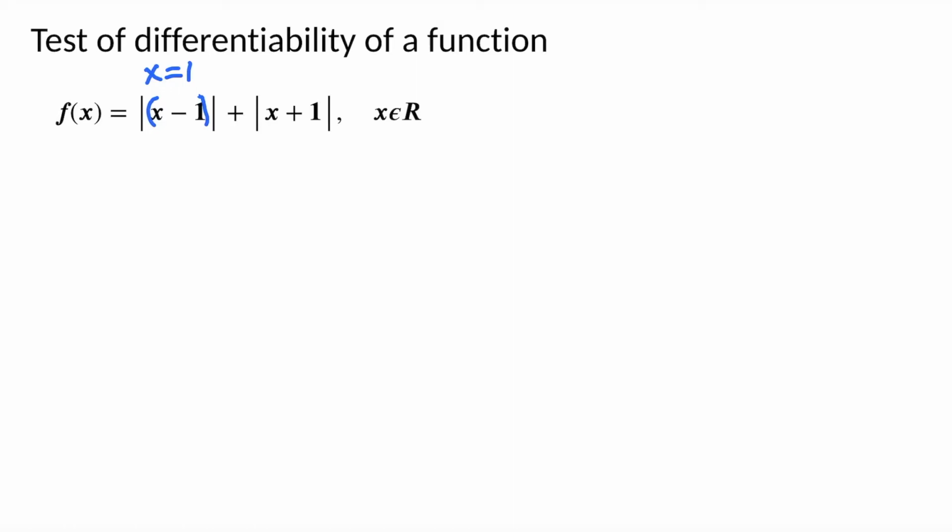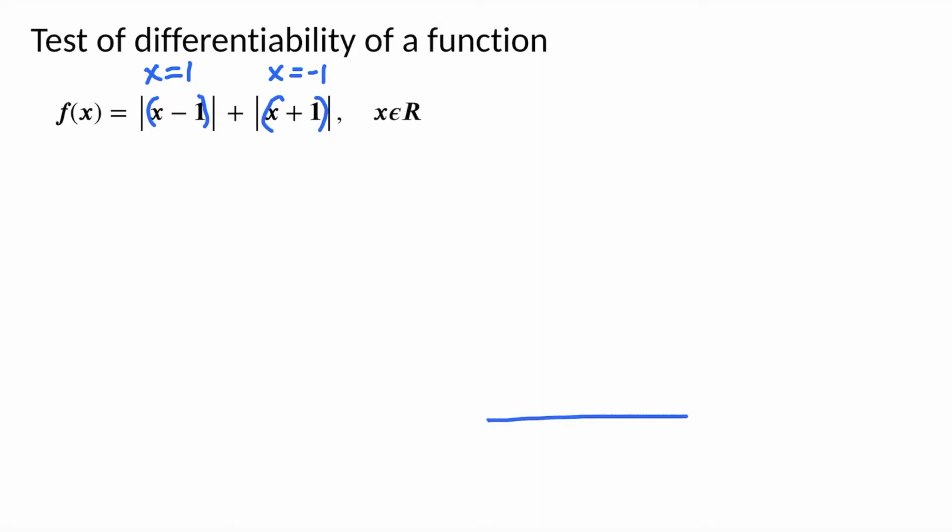And how about this one, x plus 1? When does that become 0? At x equal to minus 1. So for values of x less than minus 1, x plus 1 is negative. So the modulus of that would be minus of x plus 1. And for values of x greater than minus 1, x plus 1 is positive. So the modulus of that would be plus of x plus 1. So that's how we get rid of the modulus symbol.